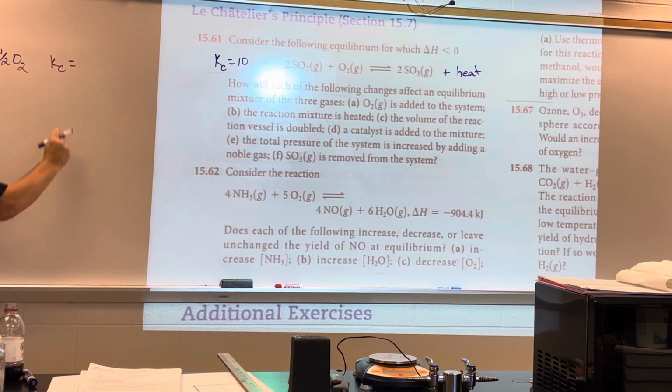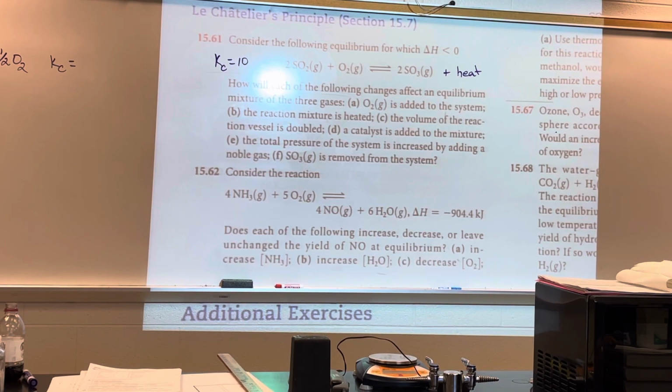What's Kc going to equal now? Five. Kc of that equation is 10. So five. I hope. No, yeah, it should be 10. Shouldn't be. Square root of 10. It doesn't change because it only changed by 10. But we have a completely different equation. Okay, is that equation going the same direction?